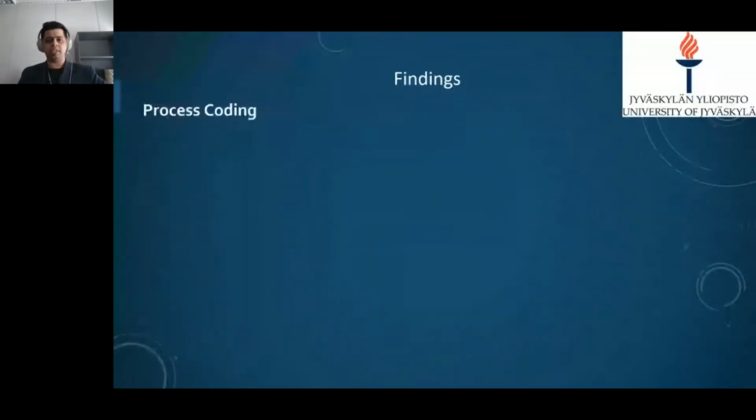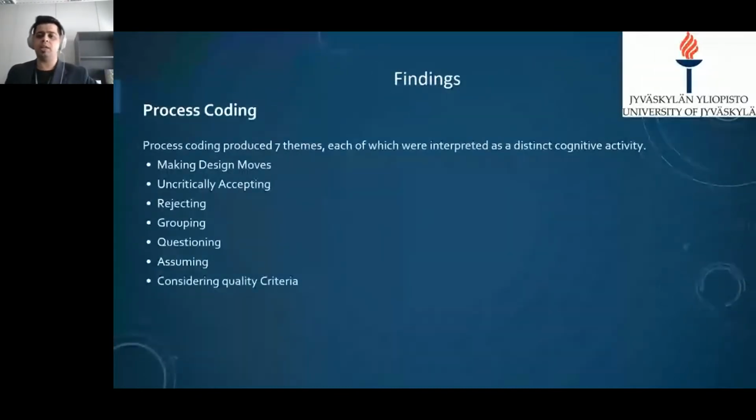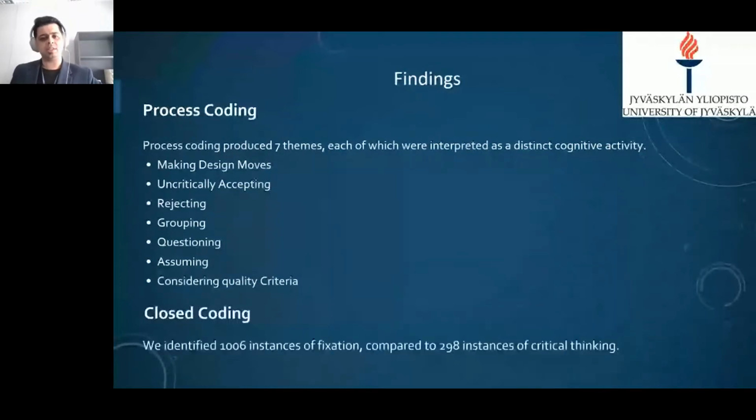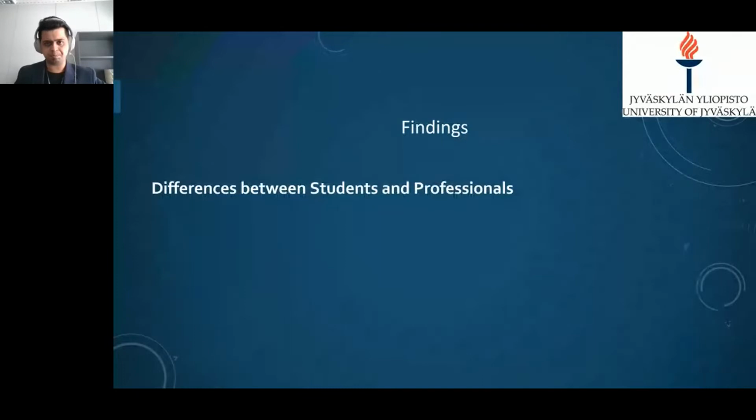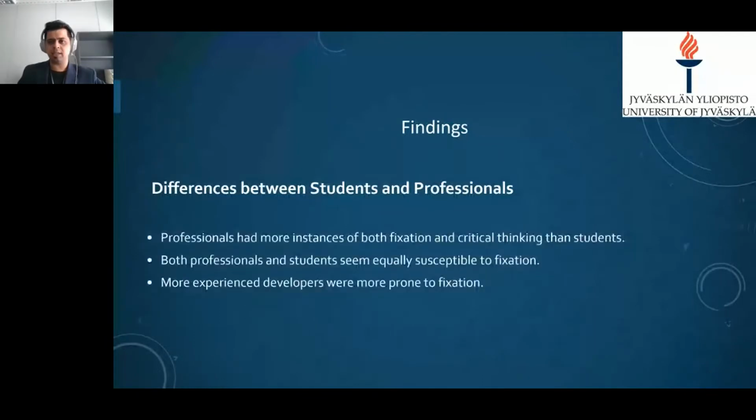So, the overall findings: the open coding produced 7 themes, each of which we interpreted as a cognitive activity, and we found 1,006 instances of fixation compared to 298 instances of critical thinking. We also analyzed the differences between the students and the professionals. Both the students and professionals seemed about equally susceptible to fixation, and more experienced developers were more prone to fixation.